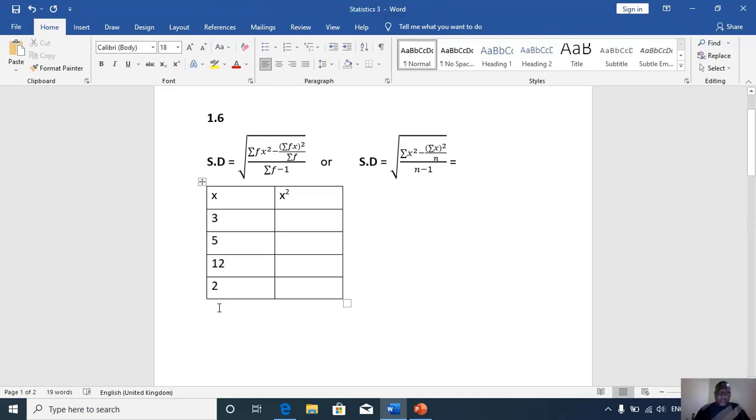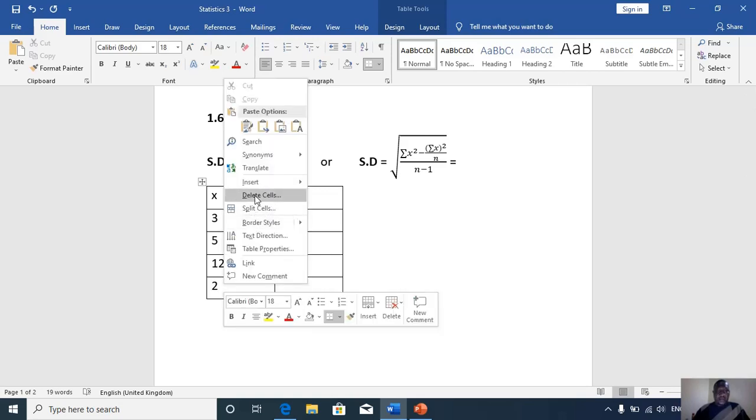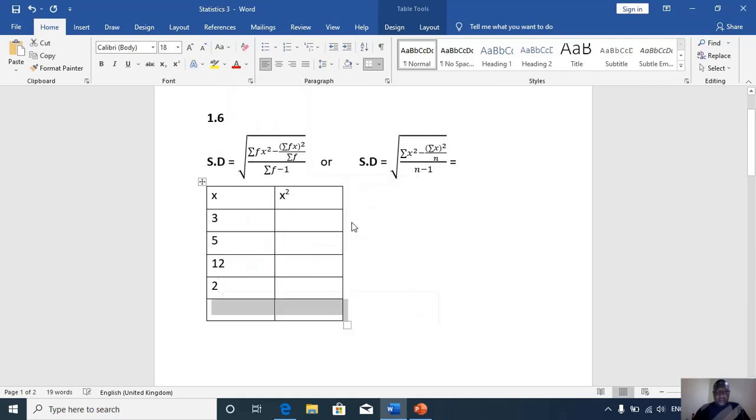All right. We need another row for the summations, all the totals. So let's insert the row below. There we are. That is going to help us with the summations of x and the summations of x squared. So I can even put that in bold.